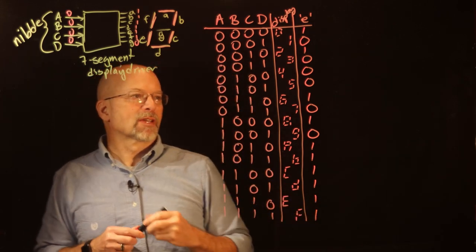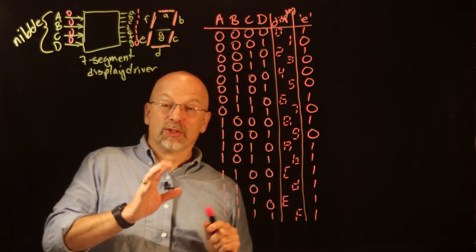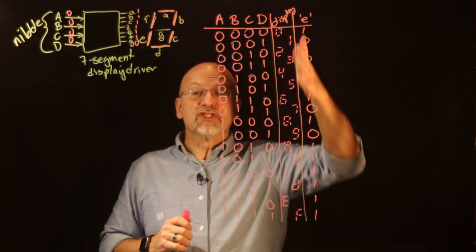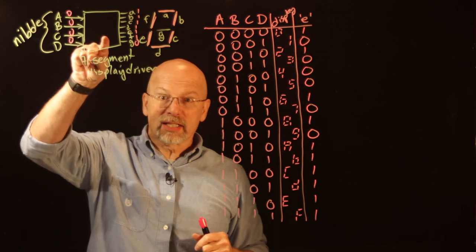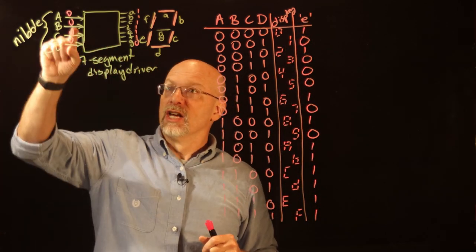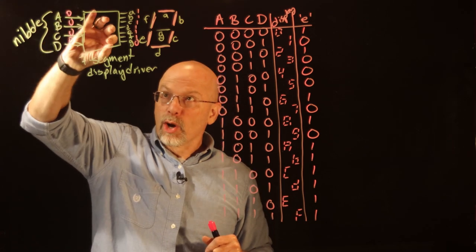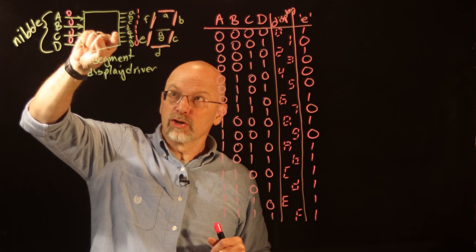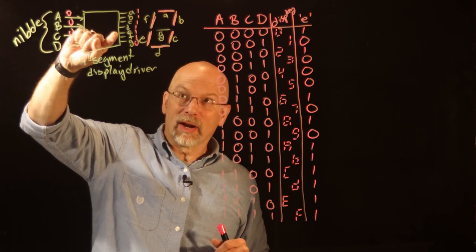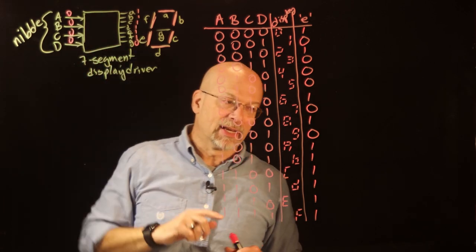All right. So, we've got this little truth table. Now remember, this is just for one circuit out of the 7 circuits that are in that device. So we have these bits right here, which are going into a sum of products expression, which are driving that E segment right there, which are turning on and off that LED.